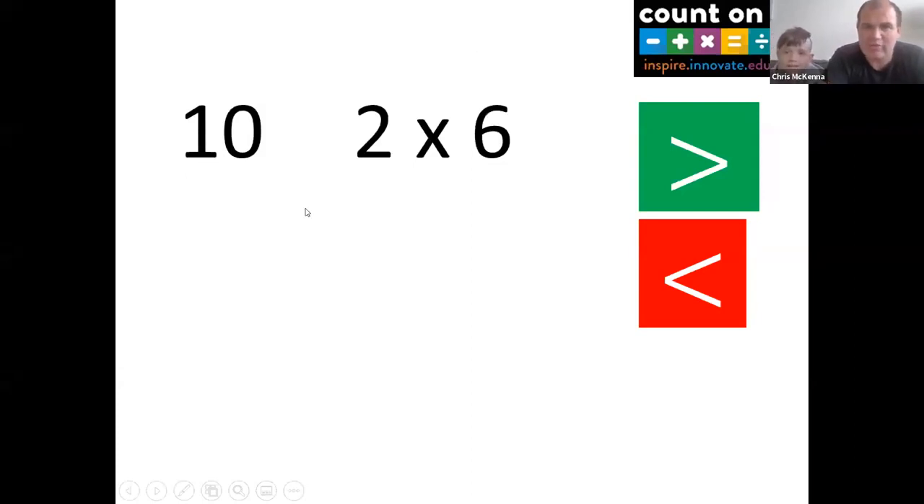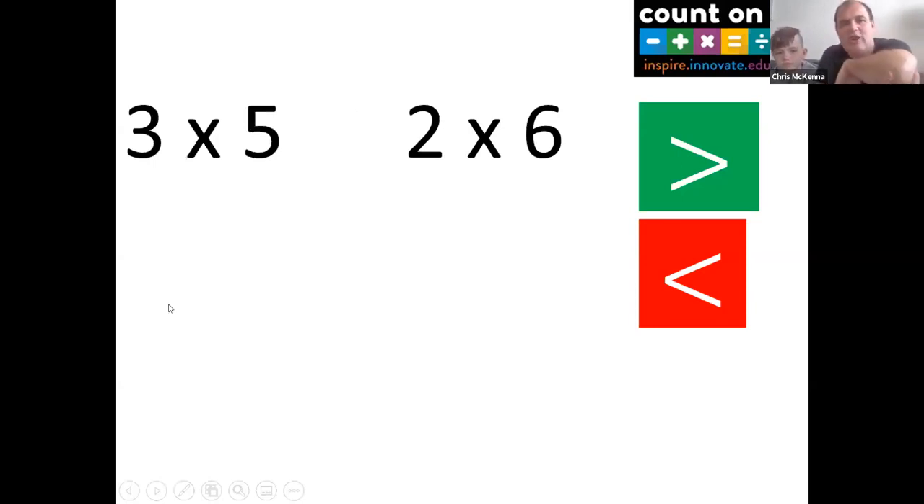Another calculation to do, so we've got 10, then a sign is missing. 10, something, 2 times 6. 10 is? Less than. Good, less than. So the less than sign is this one here. So 10 is less than, because 2 times 6 is? 10 is less than 12.